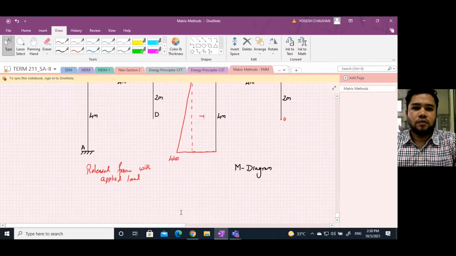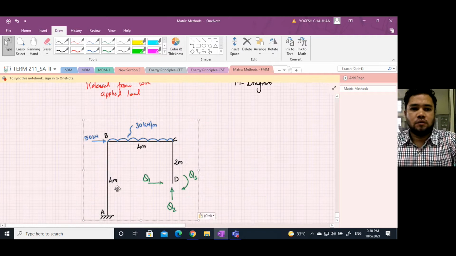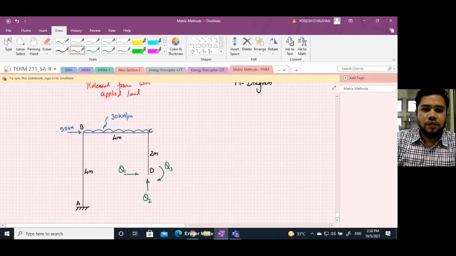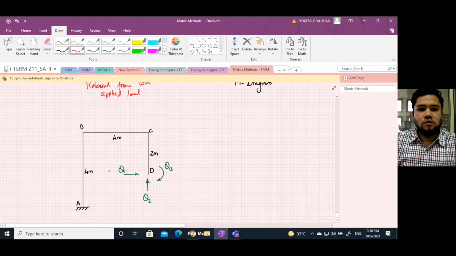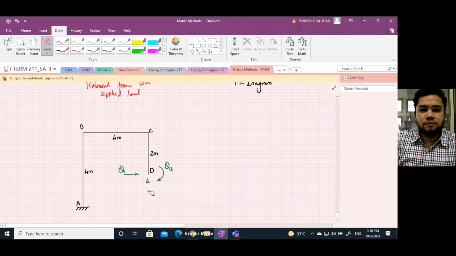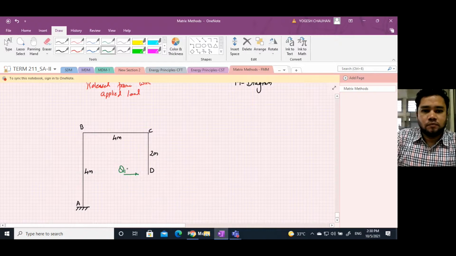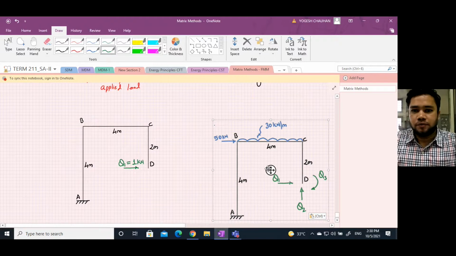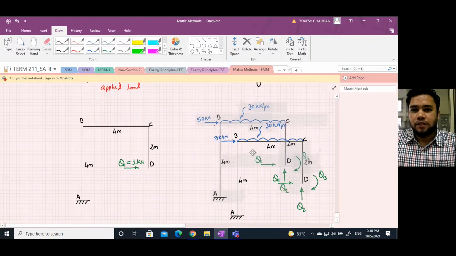Now remove the applied load and apply unit value of the redundant. For this unit value of redundant, we draw the bending moment diagram.